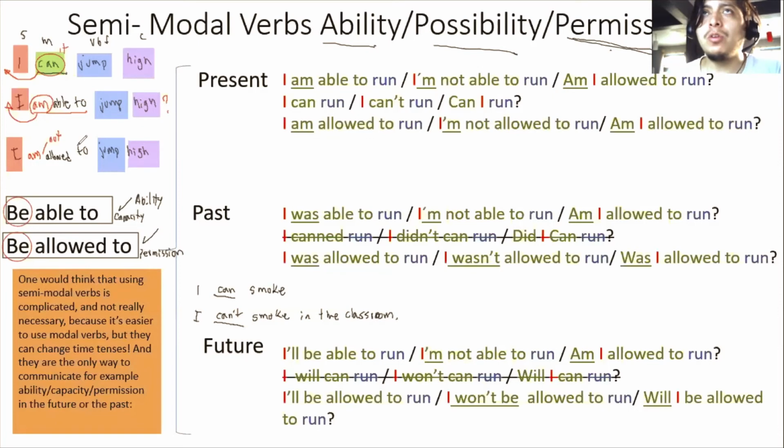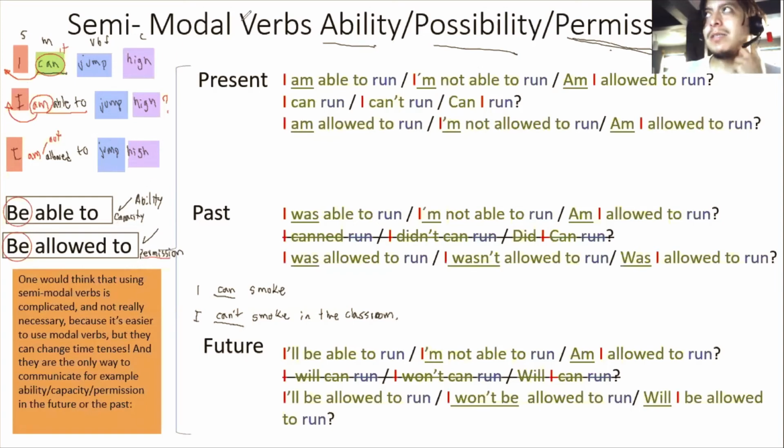Am I able to jump high? I am not allowed to jump high. Más o menos. Aquí una parte importante es, otra vez, able to significa yo puedo. Am I able to jump high? ¿Puedo? Me pregunta si tengo la capacidad de saltar alto. Si allowed to significa más bien permiso. I am not allowed to jump high, no tengo permitido saltar alto. No es de que pueda, de tener capacidad, sino de tener permiso.